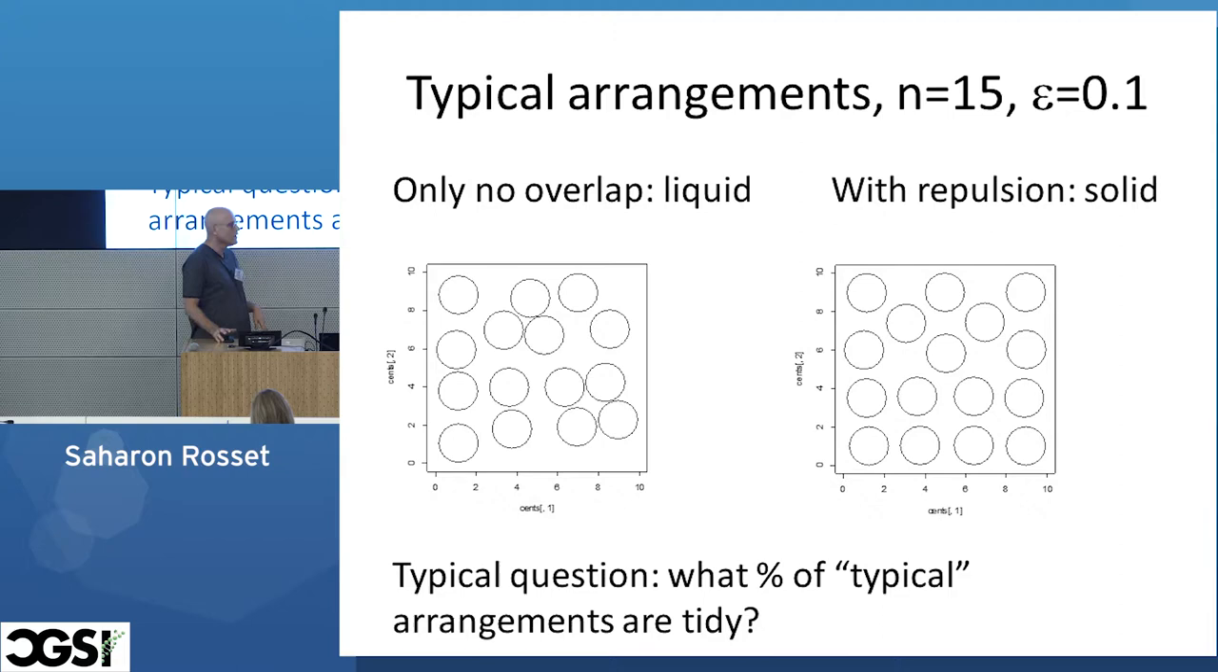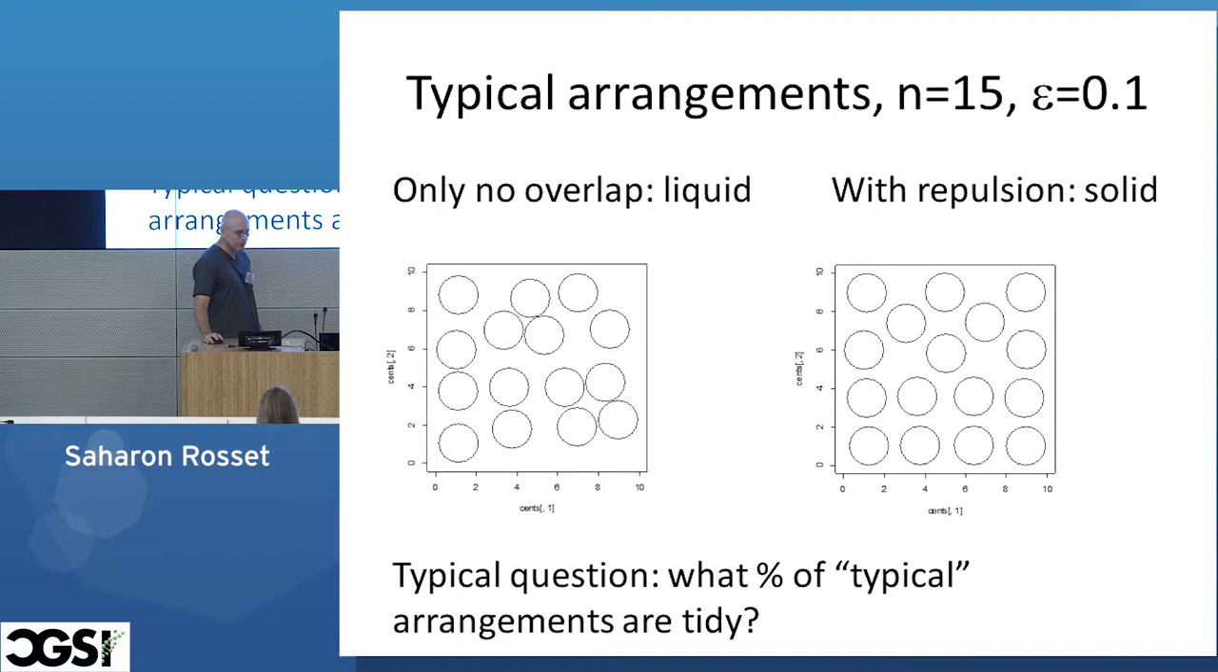So I used my magic sampler. On the left, I have a random sample from this problem with no overlap only. On the right, I have a random sample when I added the repulsion. And we see, not surprisingly, that with the repulsion, they try to be as far away from each other as possible. They tend to form a very neat structure and look like a solid. And without repulsion, since there's enough room for them to arrange themselves in different ways, we do not get the structure.